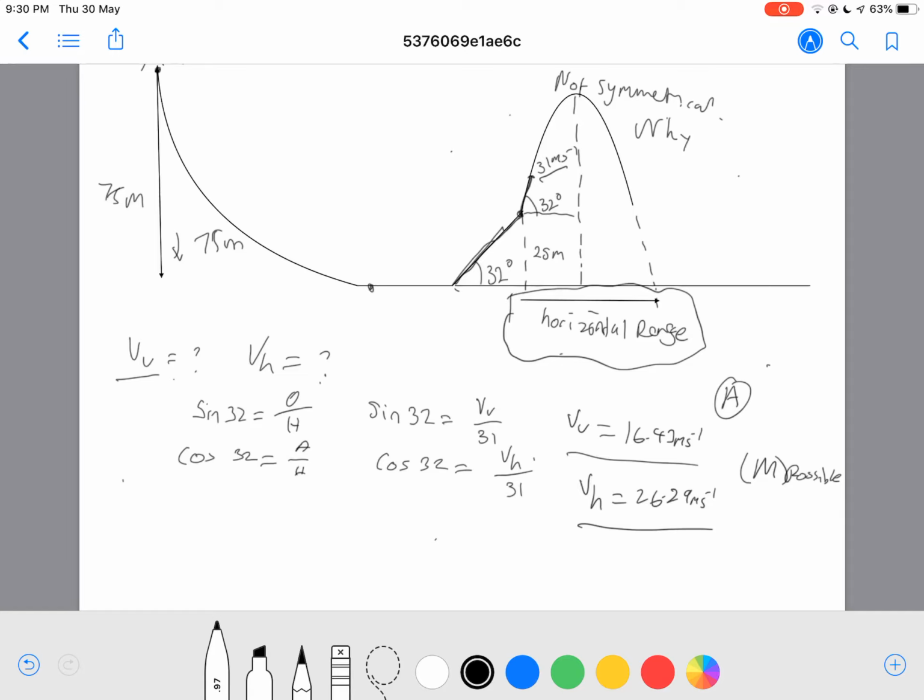Because on one side, it starts 25 meters upwards, on the other side, it lands all the way at the ground. So therefore, you cannot find the time to max height and then multiply by 2 to find the total time. You can't simply multiply by 2 in this case. This time, you have to manually work out how long it takes from the max height to the ground. It's harder because you have to manually do it, because you cannot assume it's symmetrical.